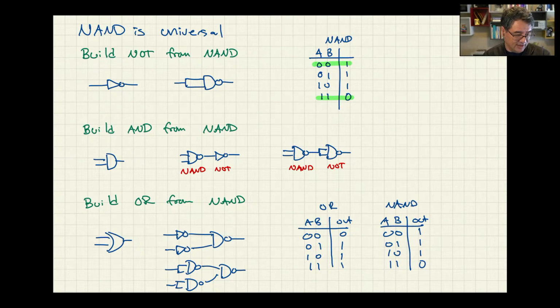There's a tie-in with NAND flash as well. It turns out NAND is a universal gate, and so is NOR. NOR is also a universal gate, and you can go through a similar analysis to show that NOR can be used to build all of the logic gates.